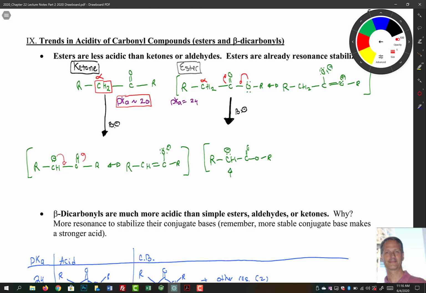Esters, however, are already in resonance. So just by themselves, without doing a deprotonation, they're already involved in this resonance that we see over on this side, right? So here we have our electrons coming around here, popping up to the top just like so. Okay, so that gives us a pKa that's higher, which means that we're less acidic.